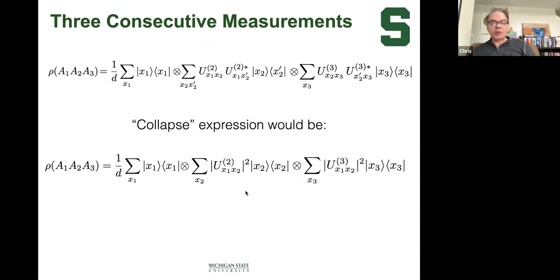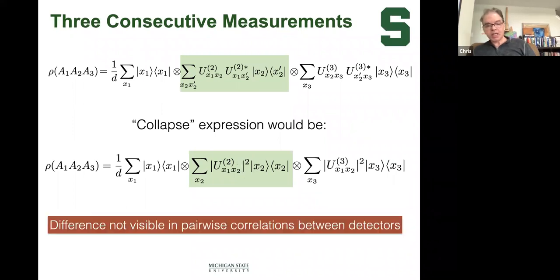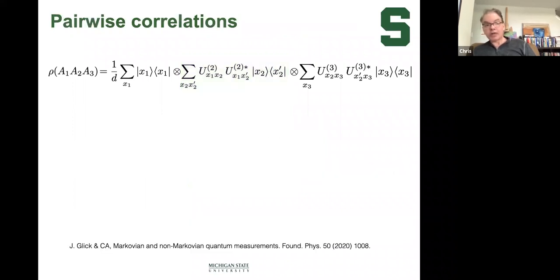First of all, wouldn't we see this? Well, the answer is not necessarily. Here's, by the way, I'm showing you the difference. The difference here is if you put a delta x2 prime and sum over x2 prime, then you would, of course, get that. But that's because this is a non-diagonal matrix and this one is a diagonal one. So this difference is actually not visible in pairwise correlation between detectors. I'll show you that now.